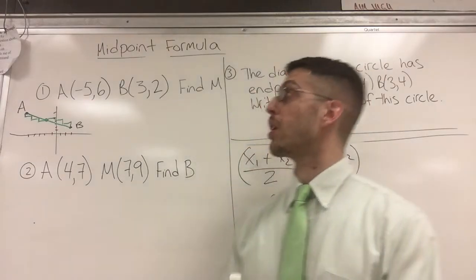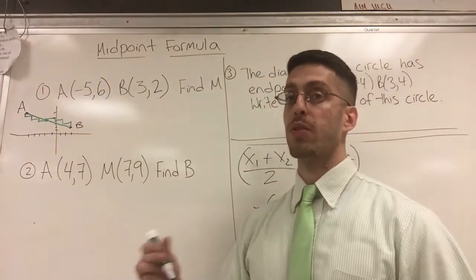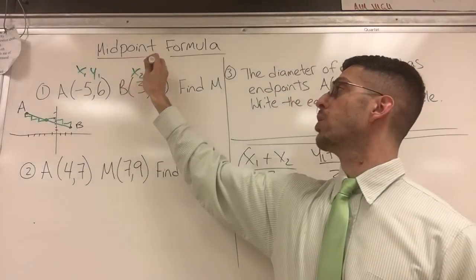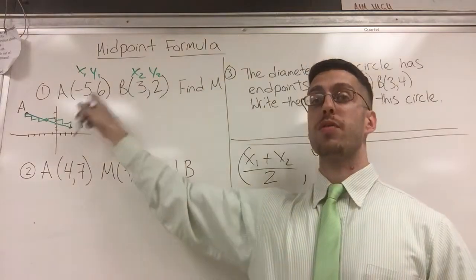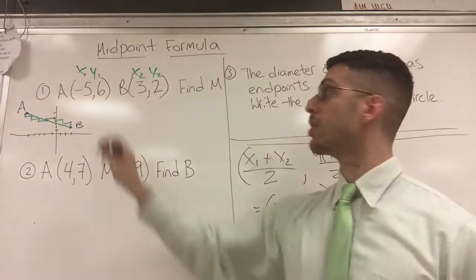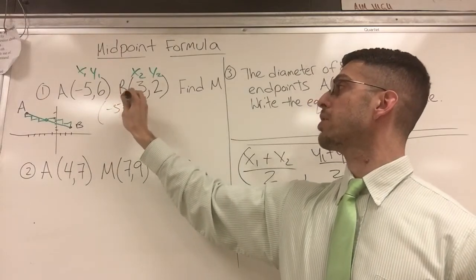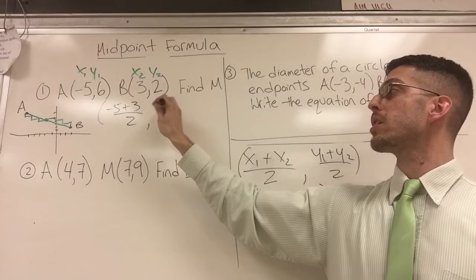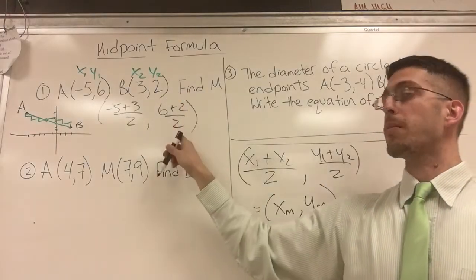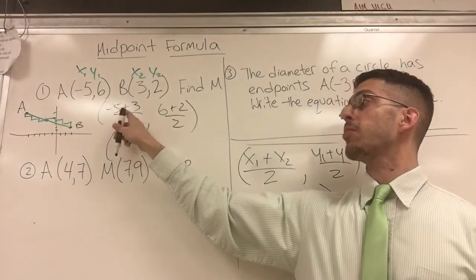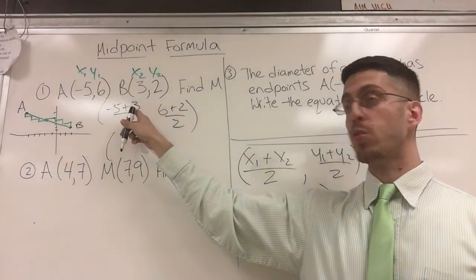Well, let's use the formula. I'm going to label my points like I do for the distance formula also. x1, y1, x2, y2. So let's find the average of the x values. So that's -5 plus 3, average, divide by 2, comma, 6 plus 2, average, divide by 2. Get a calculator, use your brain, and here's your answer. -5 plus 3 is -2.